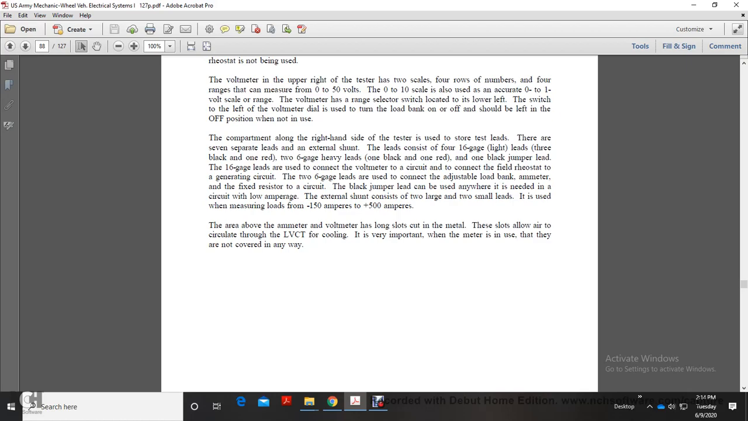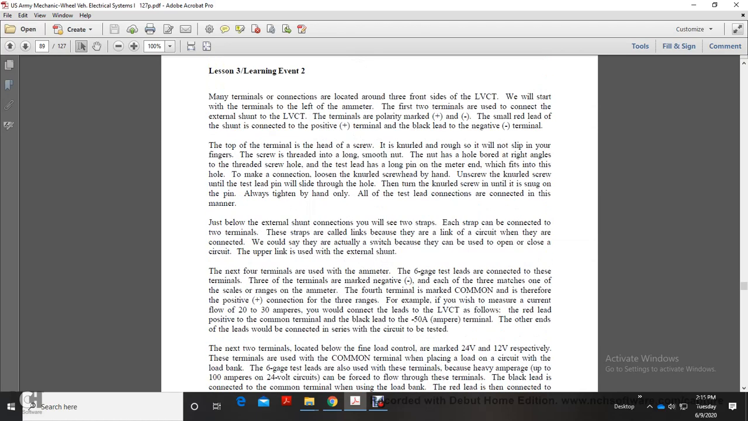The external shunt consists of 2 large and 2 small leads, used when measuring loads of negative 150 amperes to positive 500 amperes. Above the ammeter and voltmeter are long, short, and cut-out slots in the metal. These slots allow air to circulate through the low voltage circuit tester for cooling. They are very important when the meter is in use, and they must not be covered in any way. Many terminal connections are located under the front side of the low voltage current tester.